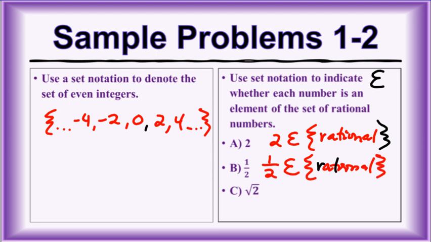And the square root of 2 is not. So I just put the slash through there and then put rational numbers in the braces because it's not a rational. It would actually be irrational.